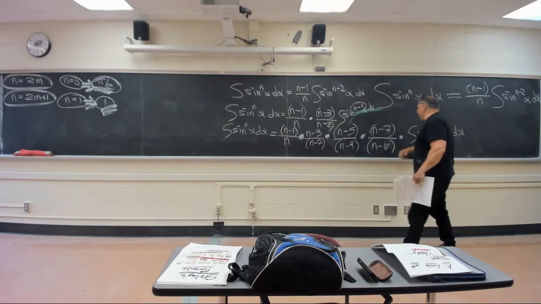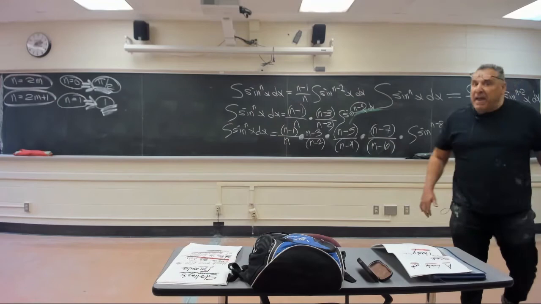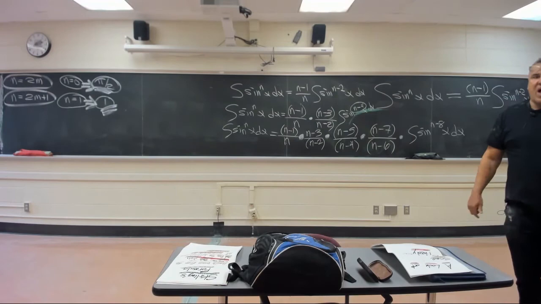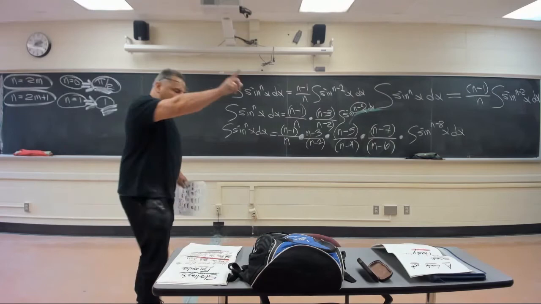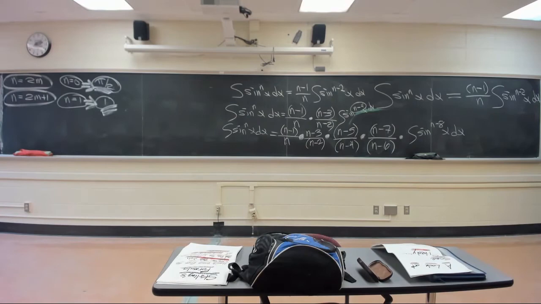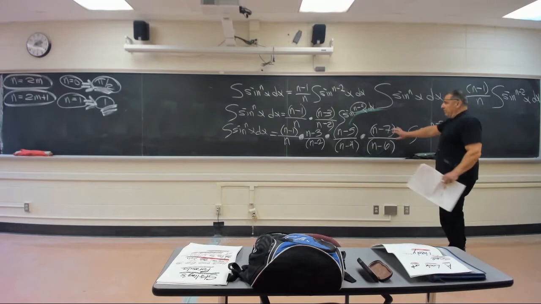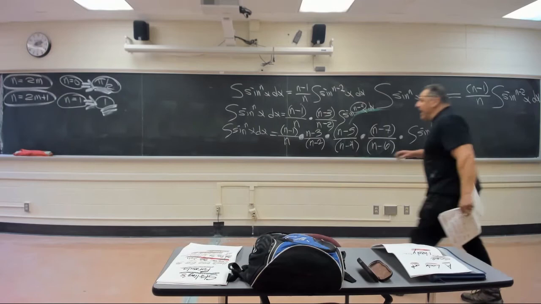Yeah. You're going to run out of space in the sense that you're going to go to sine of 1. The integral of sine to the 1 of x dx is going to equal 1. The integral of sine to the 0 of x dx is going to be pi over 2. So I got two scenarios going on here. This is playing out in both scenarios.